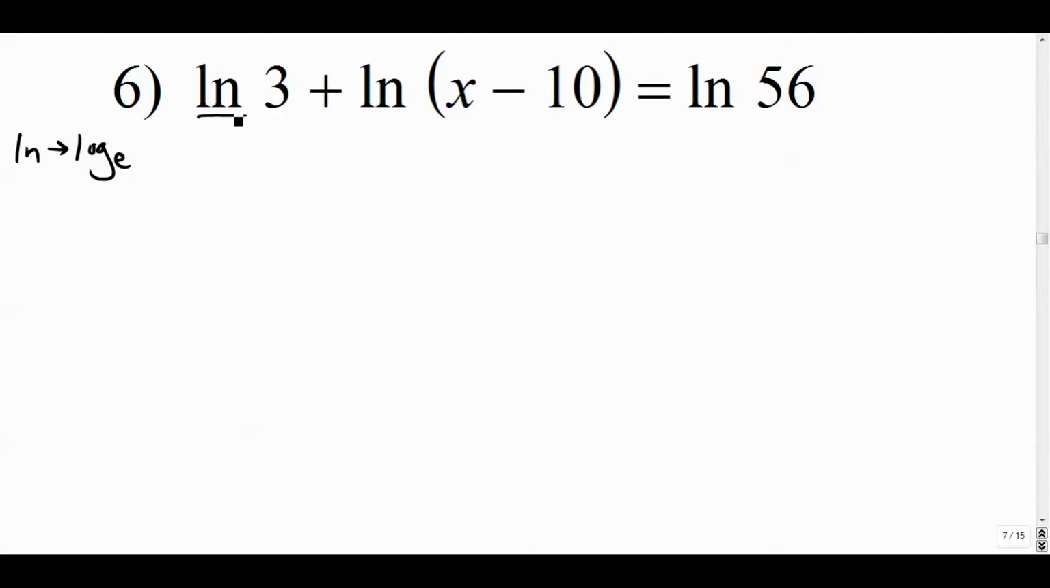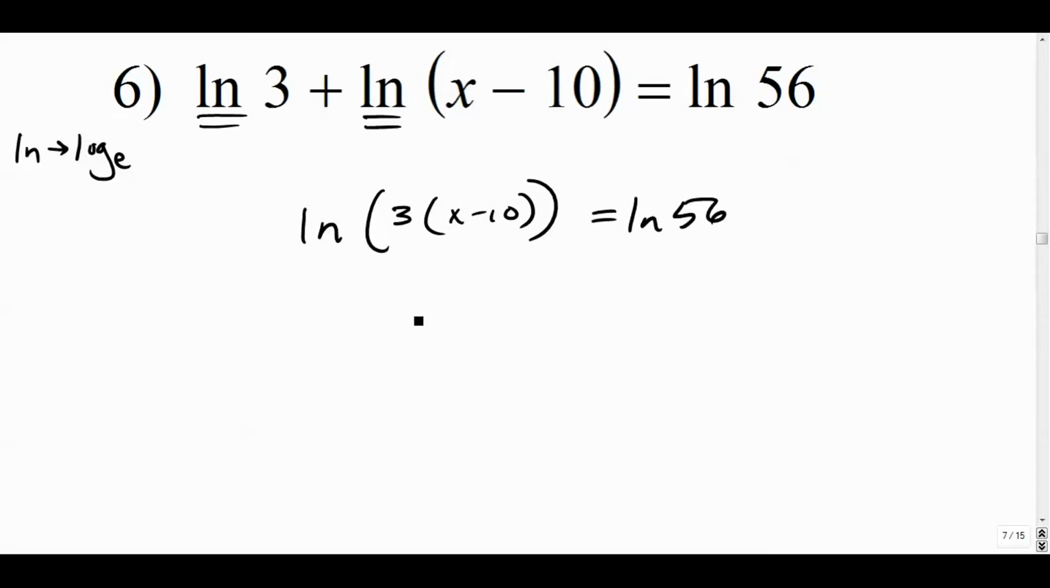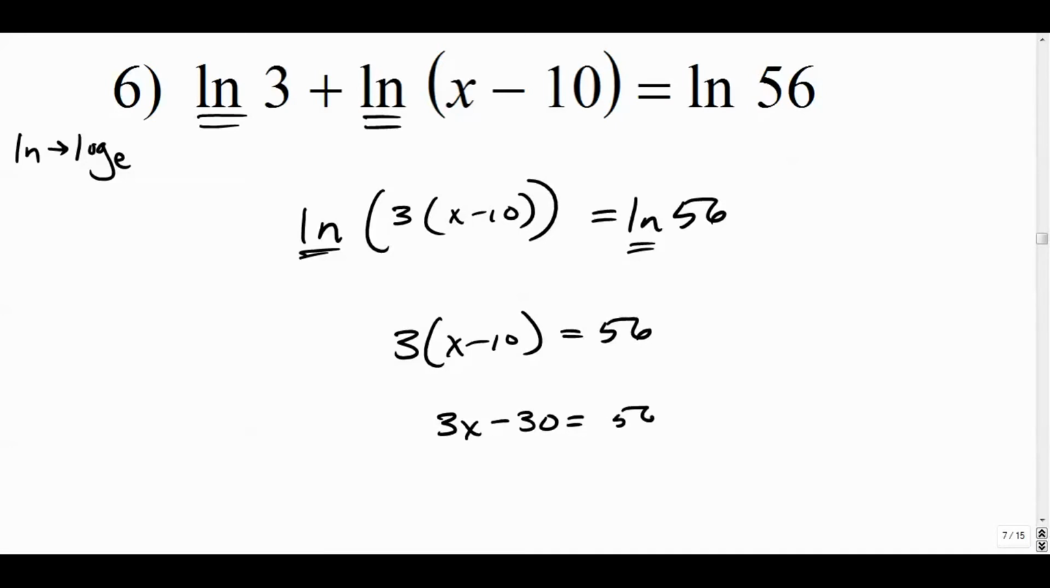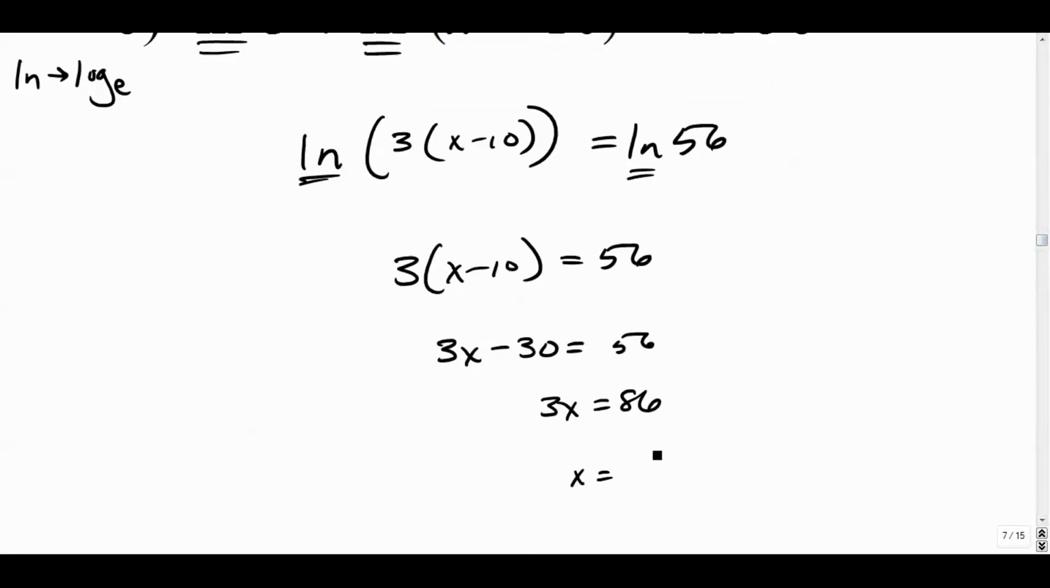I'm going to understand that these bases are the same and we're adding, so keep the base and multiply the arguments together. And the one-to-one property says if I have ln on left, ln on right, then this is equal to this. Distribute 3x minus 30. So 3x equals 86. And I divide 86 over 3. Moving on.